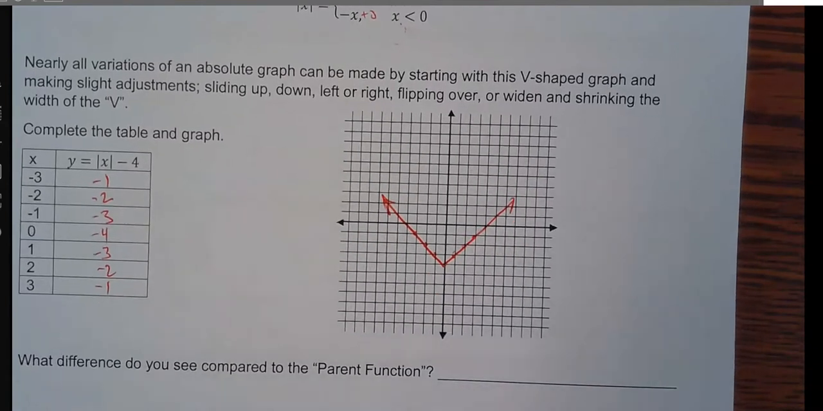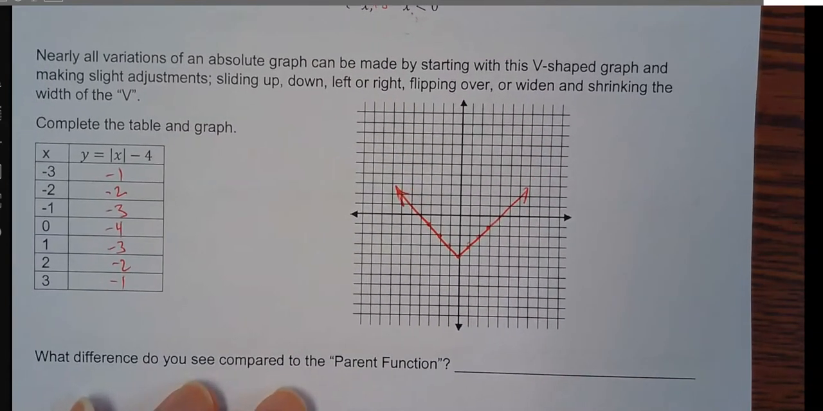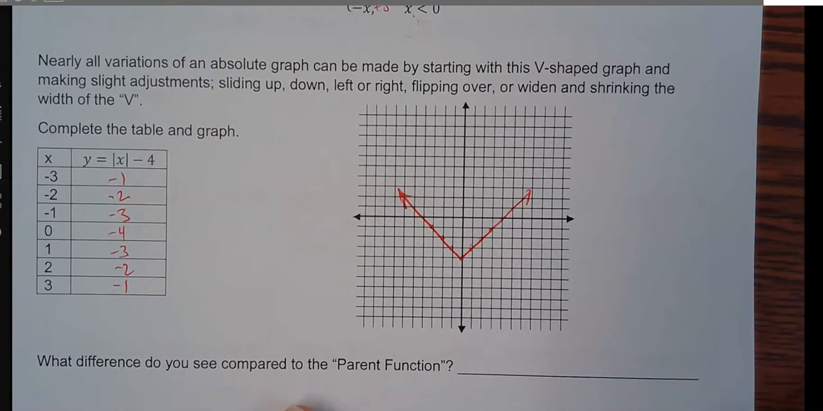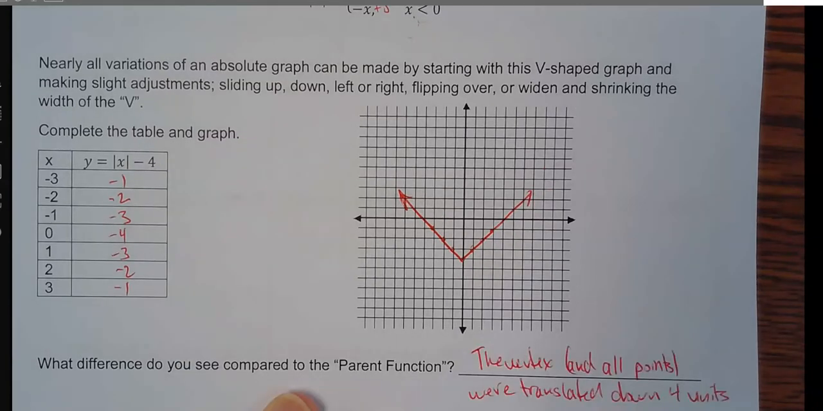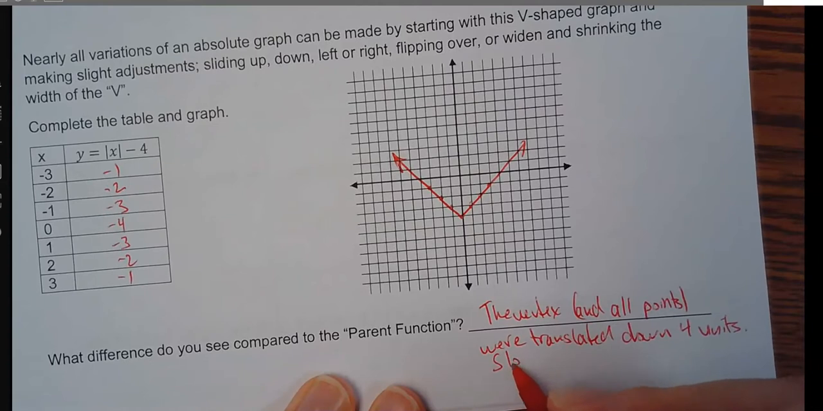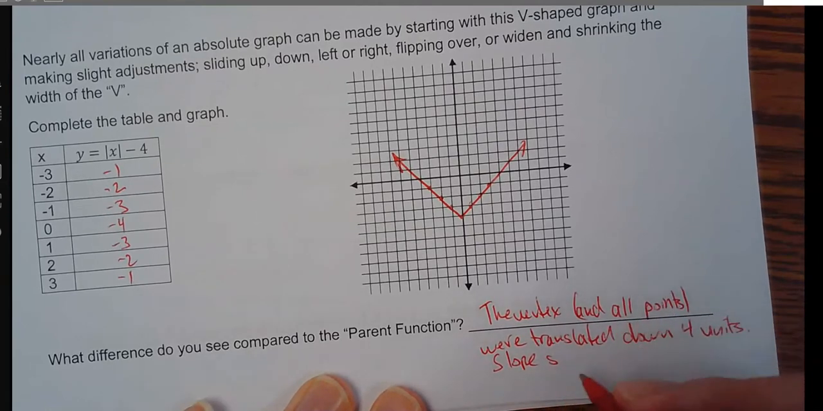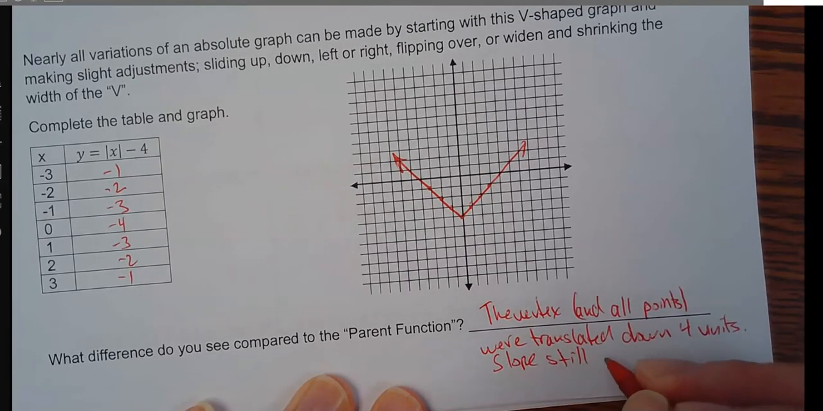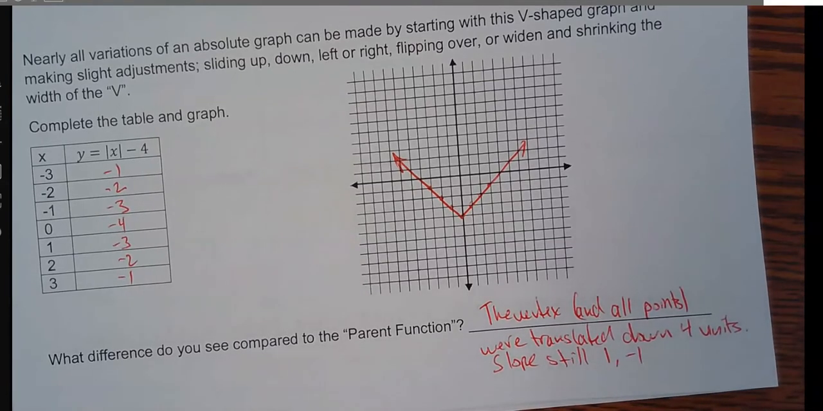Okay, so what difference do you see compared to the parent function? Well, the vertex was translated down 4 units. Okay, so the vertex and everything else was translated down 4 units. Okay, the slope stayed the same. We can say the slope is still 1 and -1 depending on what side you're on there. So the slope didn't change at all.